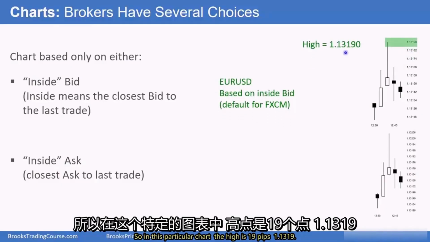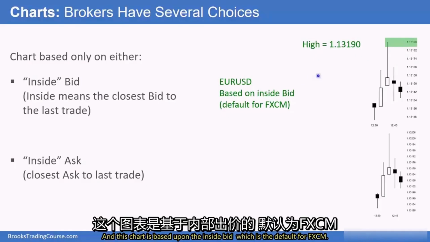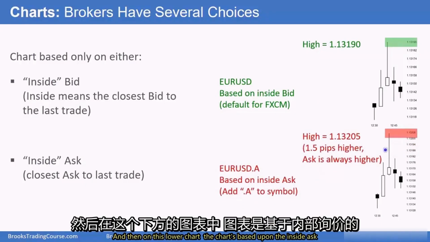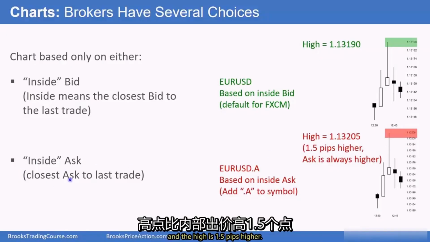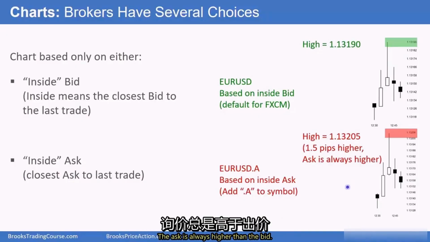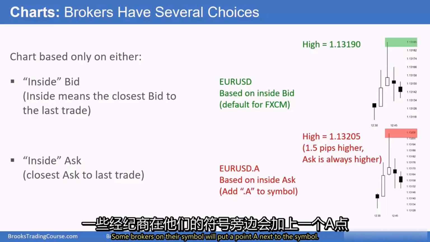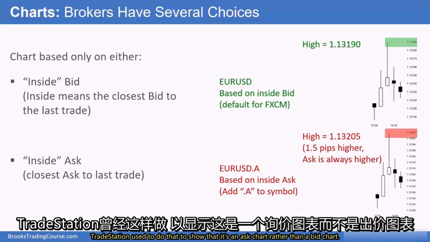This chart is based upon inside bids, and this chart is based upon inside asks. So in this particular chart, the high is 1.1319. This is the euro versus the dollar, and this chart is based upon the inside bid, which is the default for FXCM. And then on this lower chart, the chart's based upon the inside ask, and the high is 1.5 pips higher. The ask is always higher than the bid. Some brokers on their symbol will put a point A next to the symbol. TradeStation used to do that to show that it's an ask chart rather than a bid chart.